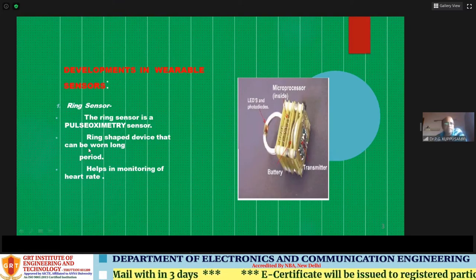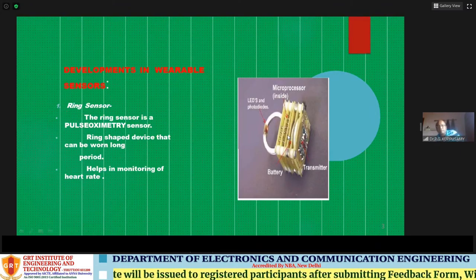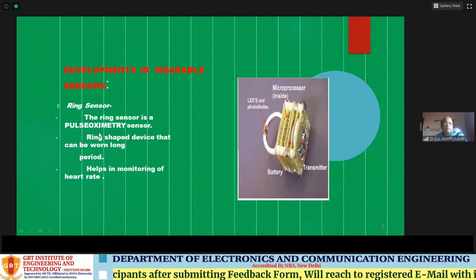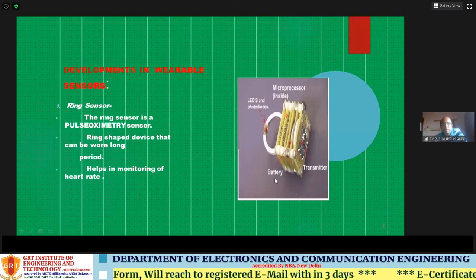A ring-shaped device that can work for a long period helps in monitoring heart rate. What is the importance of a ring-shaped wearable system? You can insert it on whichever finger you want and analyze with the help of your heart. So this is your ring sensor. There is the transmitting side and a microprocessor. The battery plays an important role in operating the microprocessor, and the LED is the output device.